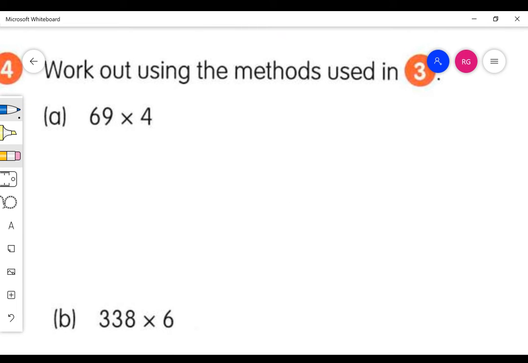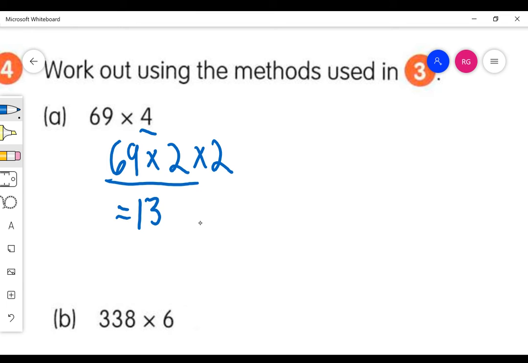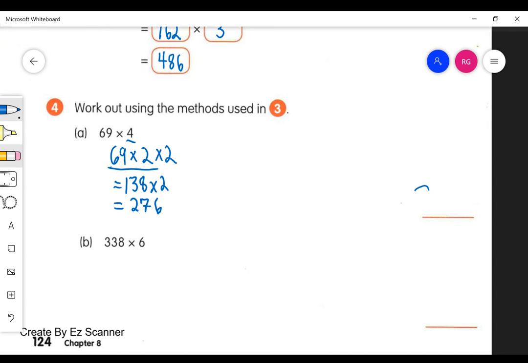Okay, it says work out using the methods used in 3. Okay, so for this first one, I'm going to take 69 times 2 times 2. I'll do this part first, and I end up getting 138 times 2. And if I go to the next step and solve here, I get 276.